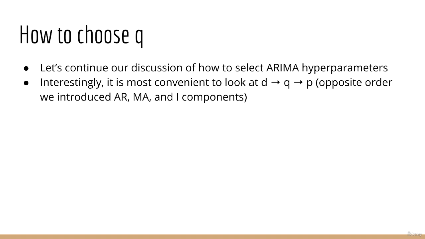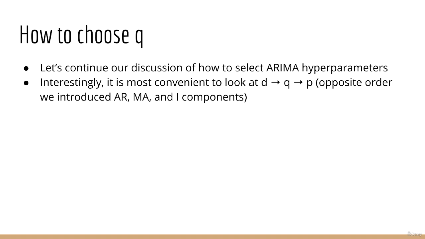In this lecture, we are going to continue our discussion on how to choose ARIMA hyperparameters. This lecture will focus on the Q parameter, which is for the moving average. It's kind of interesting, although entirely inconsequential, that we are discussing these backwards in terms of the order we introduced each component of the ARIMA model.